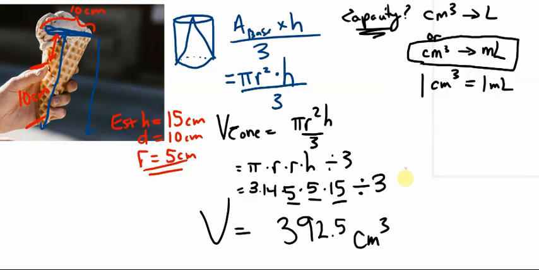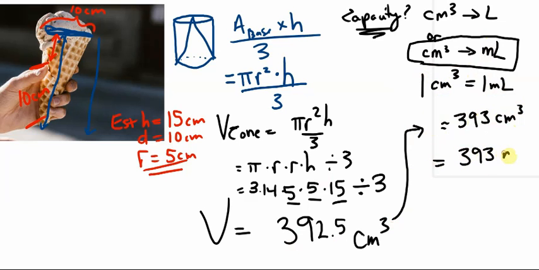Beauty. So that suggests in capacity, if I've got, let's just round this number off to 393 centimeters cubed, that's equal to a capacity of 393 milliliters.